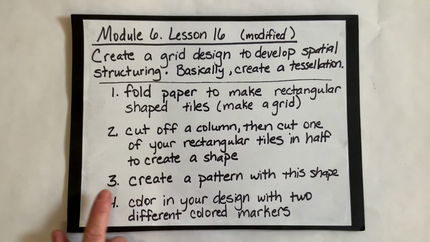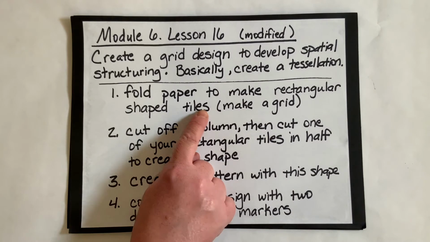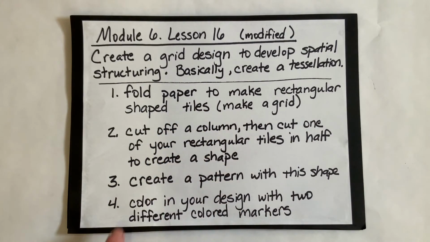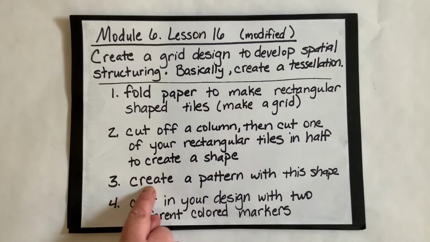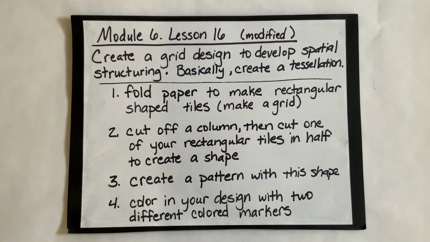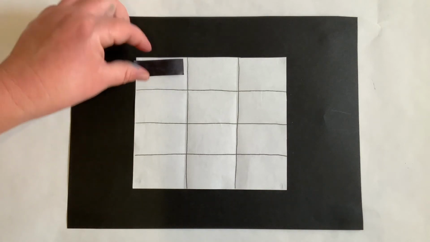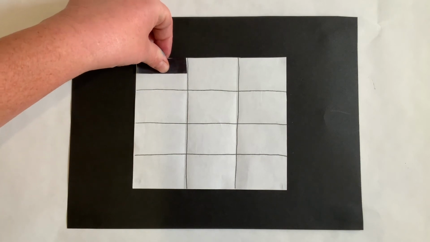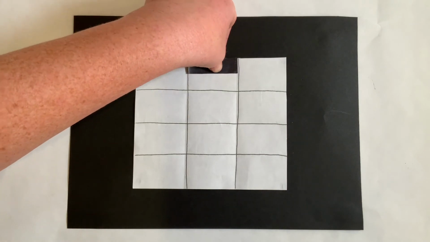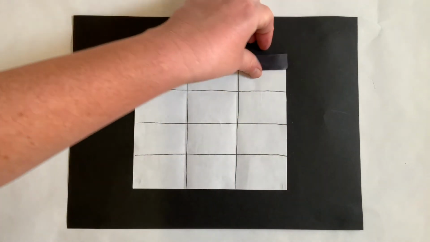All right, let's look at step 3. After we made our grid and our shape, now we can, what does it say? Create a pattern with this shape. So let me show you how to do that. Boys and girls, if you decide to use a rectangle shape to make your tessellation, you are going to put your rectangle inside each large tile, and you're going to trace it.